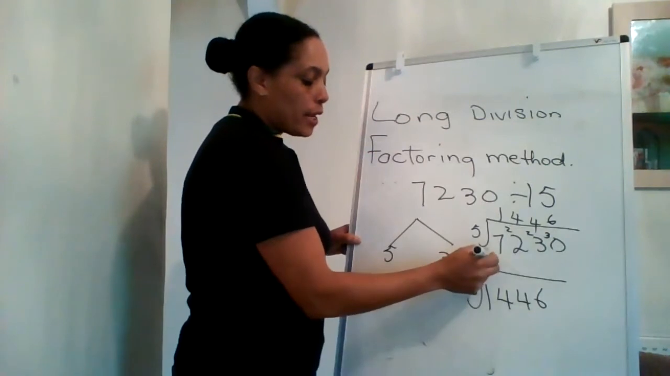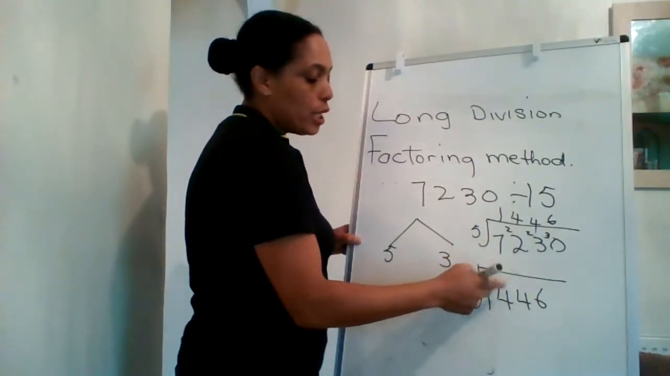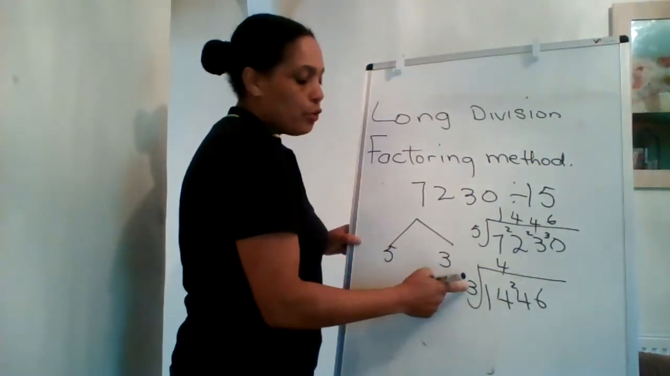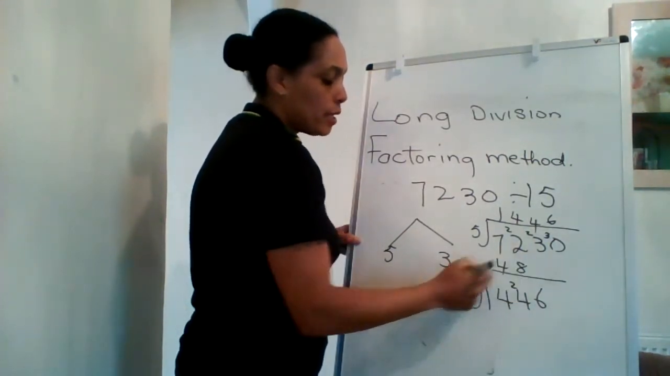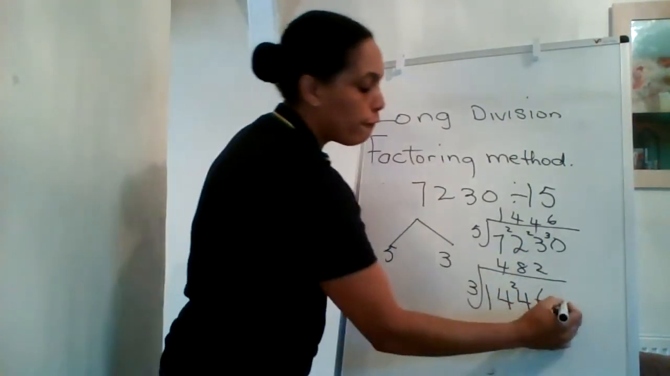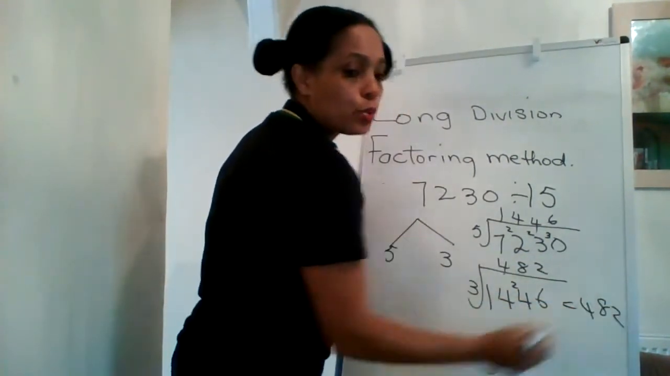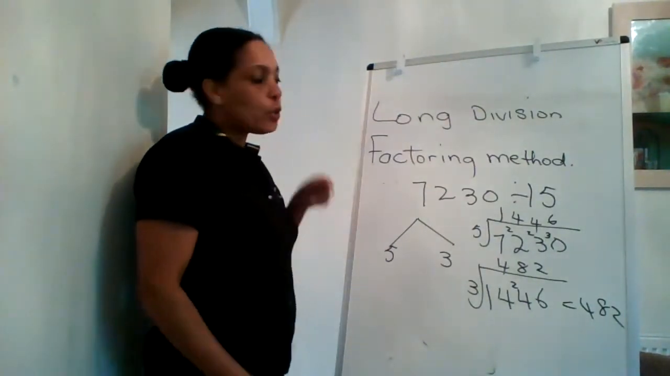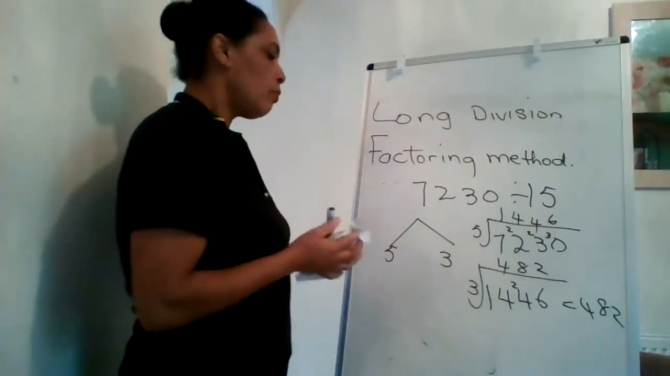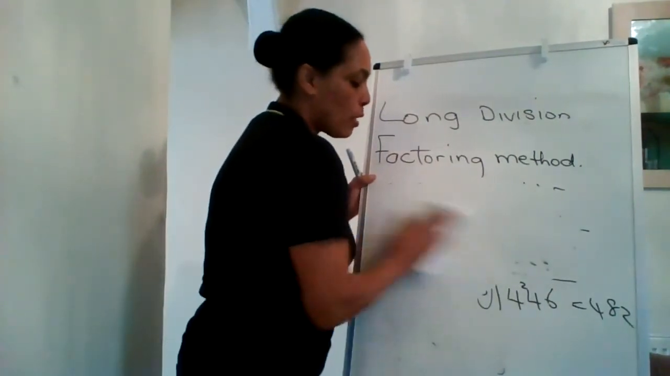3 into 1, I can't. 3 into 14 is going to give just 3 4s are 12, remainder 2. 3 into 24 is 8. 3 into 6 is 2. So I have for my answer 482. So that is using the factoring method. Let's do one more and then we'll wrap up this one.